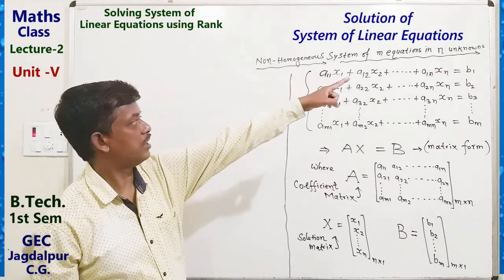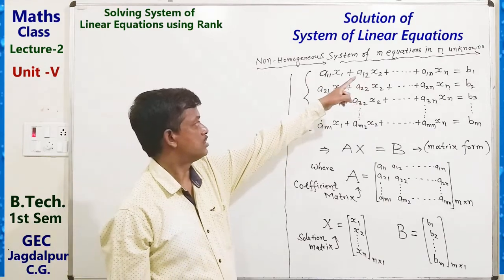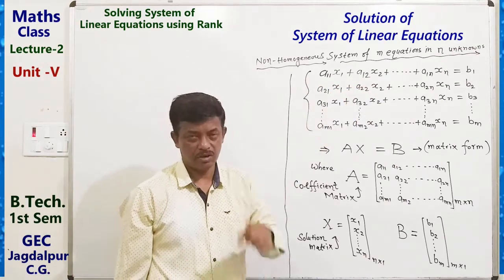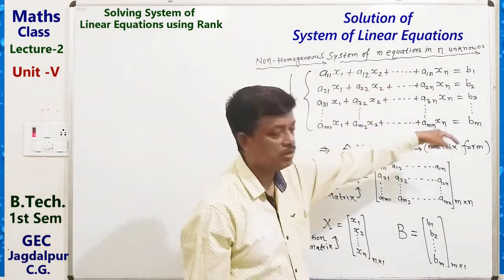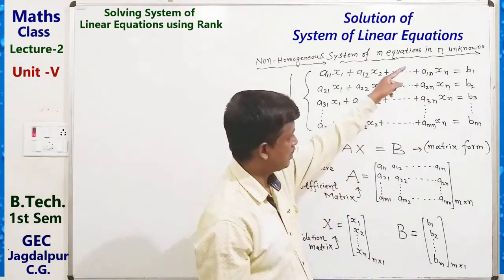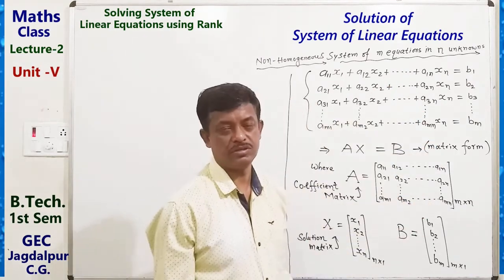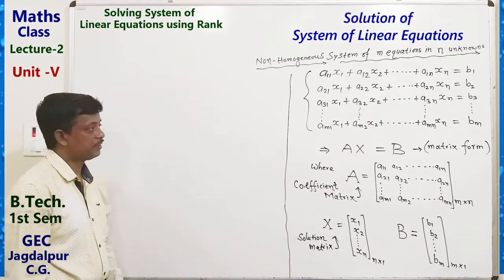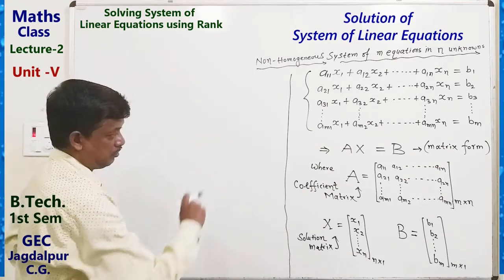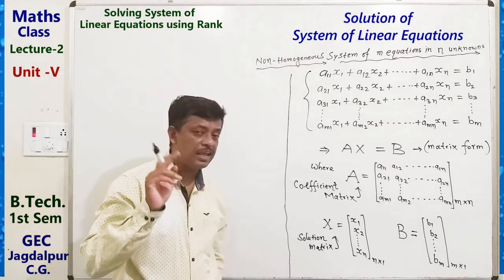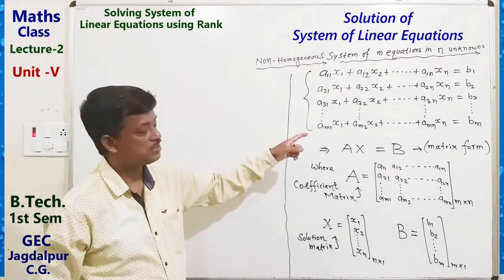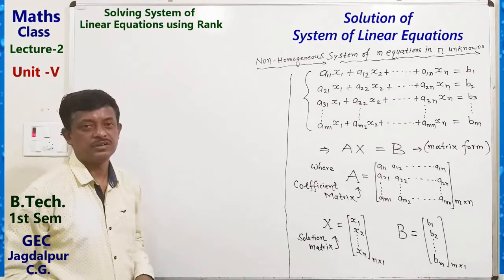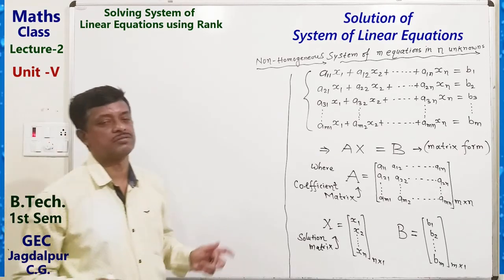Non-homogeneous system of m equations in n unknowns. Non-homogeneous means the right hand side is not equal to 0. If we take the right hand side as 0, then it is a homogeneous equation. Okay, this is a non-homogeneous equation.